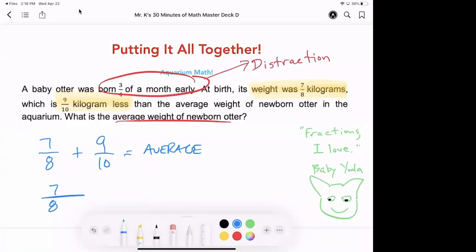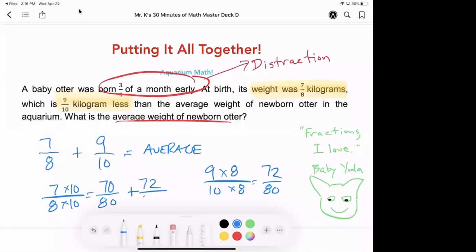7/8. Let's go to 80ths. We're going to multiply the numerator and the denominator by 10, which would give us 70/80ths. Plus, we'll do our 9/10ths over here, decompose that into 80ths, and that would give us 72/80ths. So 70/80ths plus 72/80ths would give us 142/80ths. All right, now let's turn that into a mixed number.